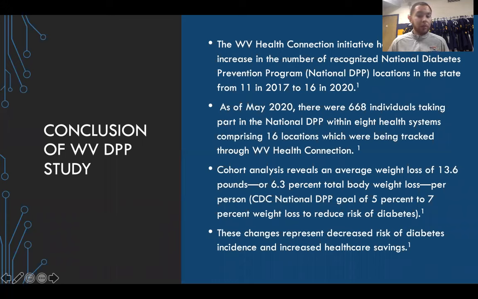As of May 2020, there were 668 individuals taking part in the diabetes prevention program within 8 healthcare systems comprising 16 locations, which were being tracked through the Health Connection. So it's important to realize that there are 8 health systems and 16 locations. It shows you that the 8 health systems are working together for this program, which sometimes we don't see, because systems don't like to work cooperatively with each other when they're in competition. That's not the case here.